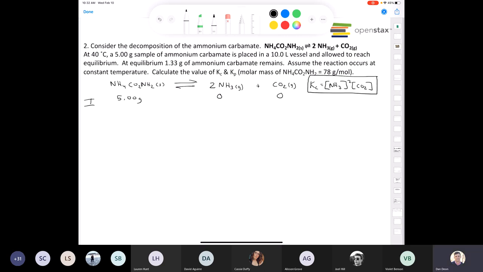Yeah, to the right, because I only have starting material. I only have reactants. So it's going to have to shift towards the right-hand side.